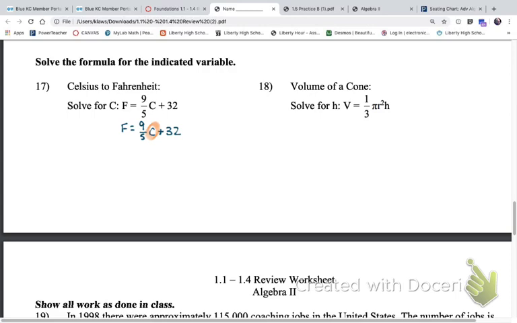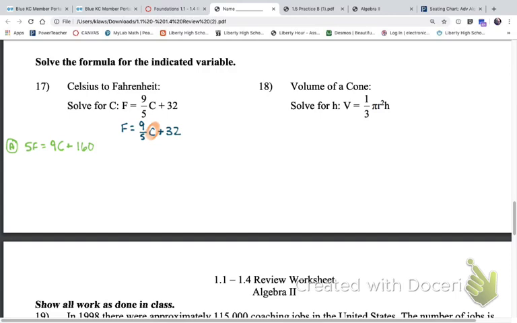But we can go through it both ways. If we multiply everything by 5, so option A, you can have 5f equal to 9c plus 160. So that's if you multiply everything by 5. 5 times here, 5 times there, 5 times there. Again, if you don't want to do it that way, you don't have to.